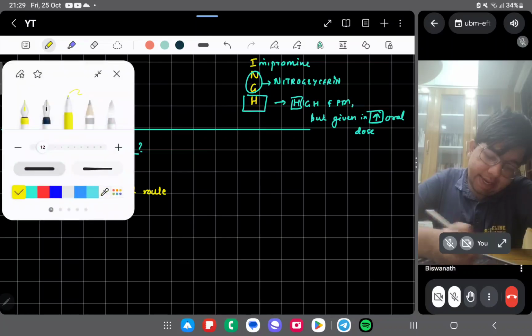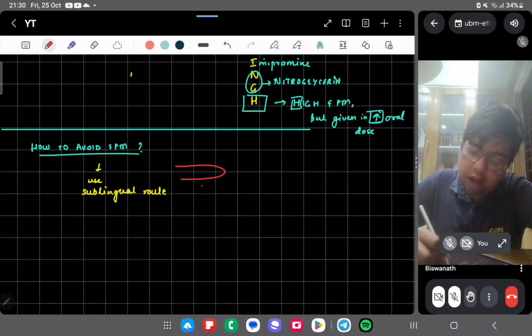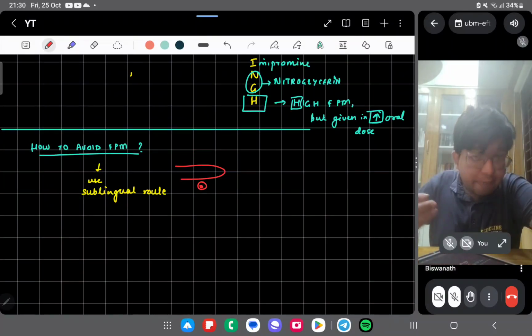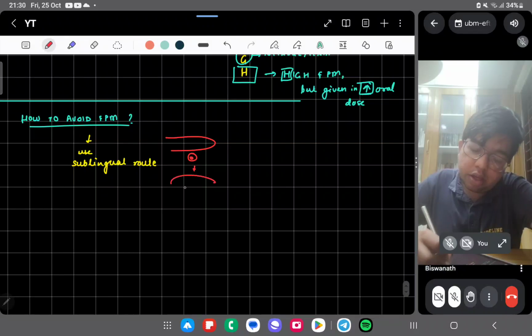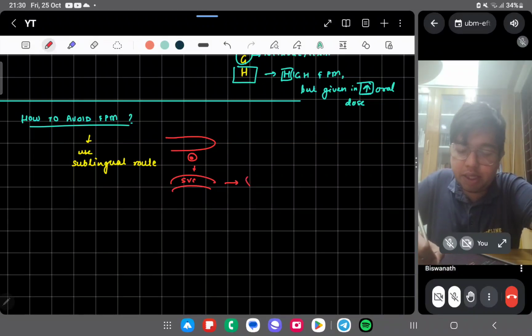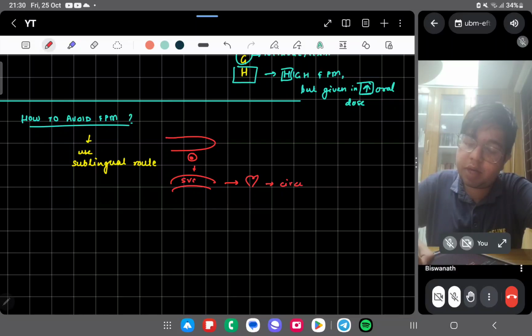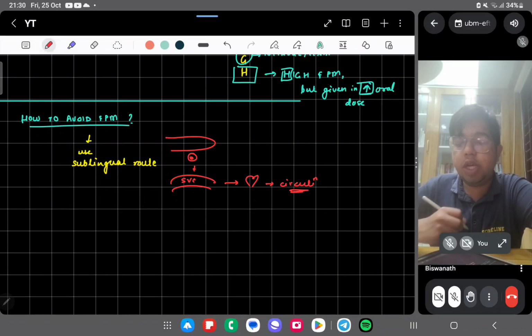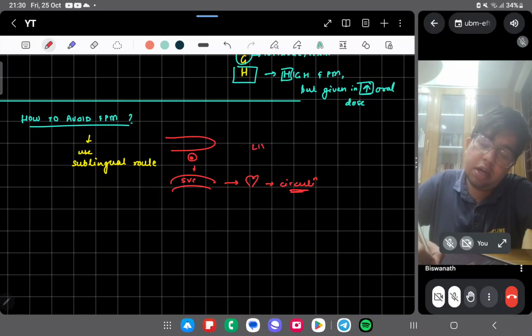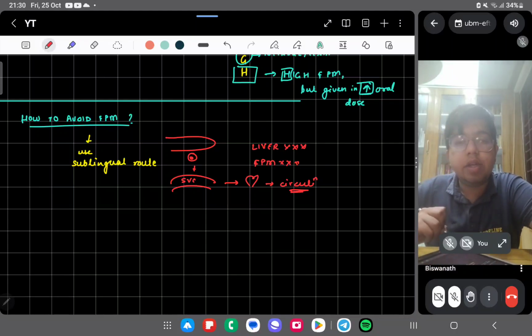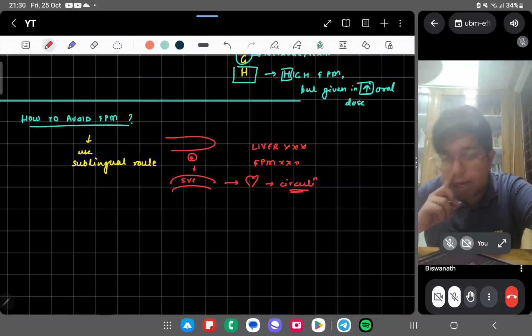So let's say here is our tongue. If a drug is given beneath the tongue, it will go to the SVC, and to the heart. There will be no liver role. The liver will not be there, so first pass metabolism will not be there. Right? And what are the drugs which you have to remember?